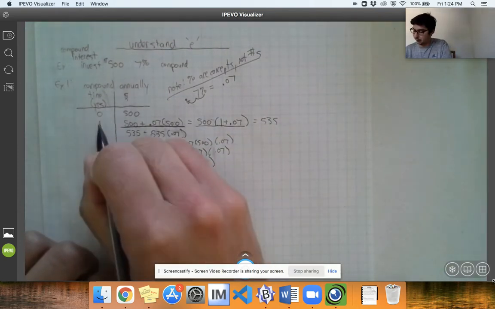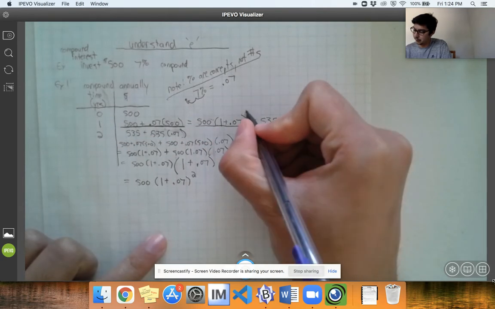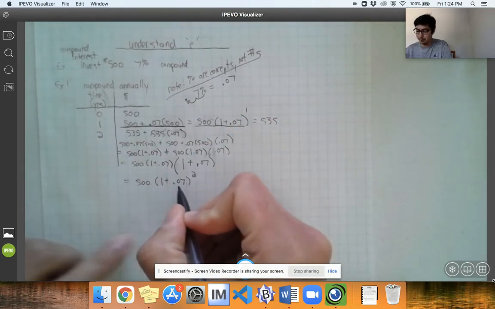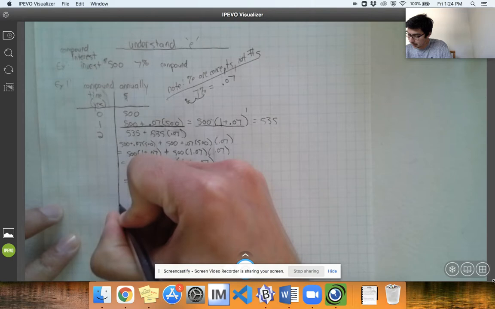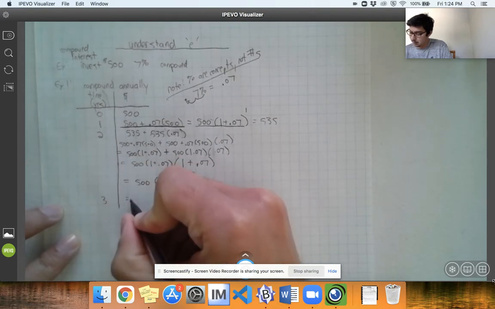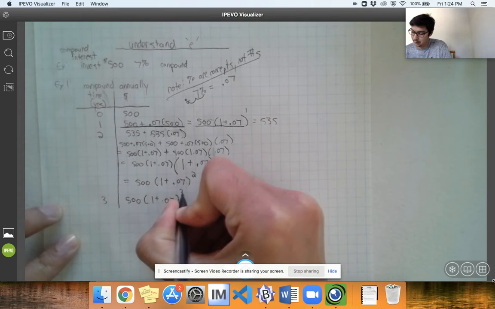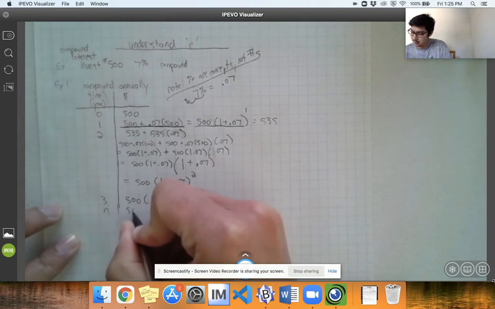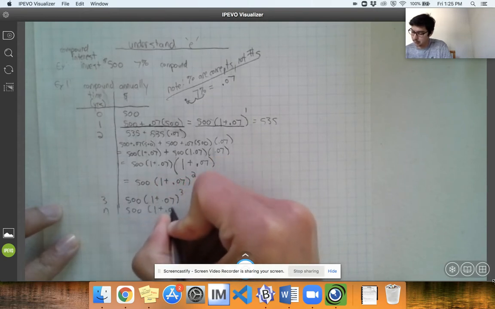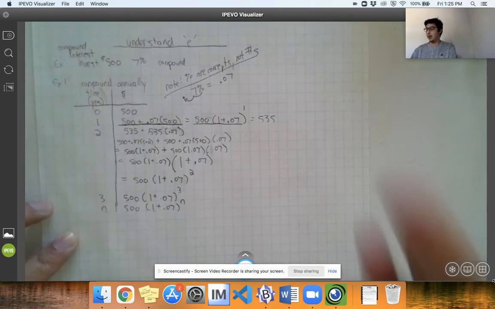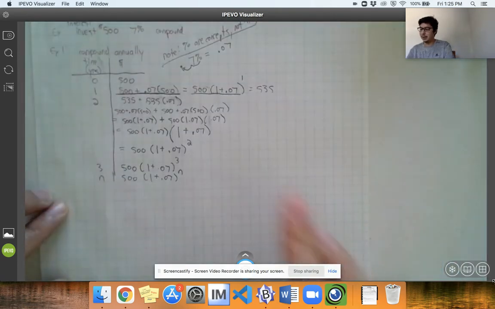So the first one after 1 year is 500 times 1.07 to the first. Second year would be 500 times 1.07 squared. If I was to keep going and say the third year, the generic form would be 1 plus 0.07 to the third. And for n years, it would be 1 plus 0.07 to the n. And that's great, and that's helping us build the formula. But that only applies annually.